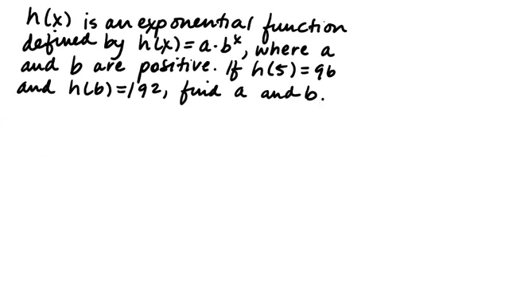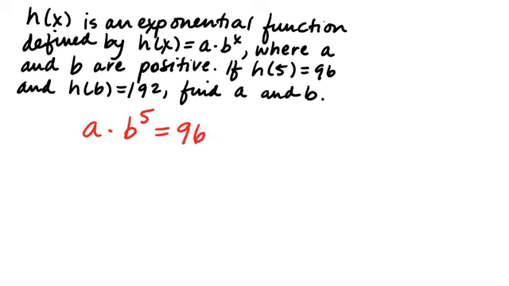Now the last example I've got for you is we've got an exponential function defined by a times b to the x, where a and b are positive numbers. If h of 5 equals 96 and h of 6 is 192, find the values of a and b. Okay, so this is going to turn into a system, and kind of a system we haven't seen before, but we could definitely figure this out, right? So h of 5 equals 96, so when I replace x with 5, I get 96. Okay, so it's a times b to the 5 equals 96.